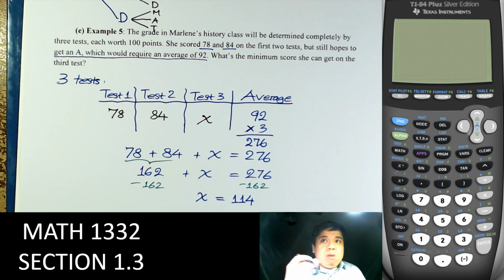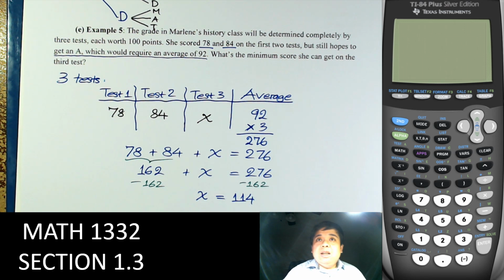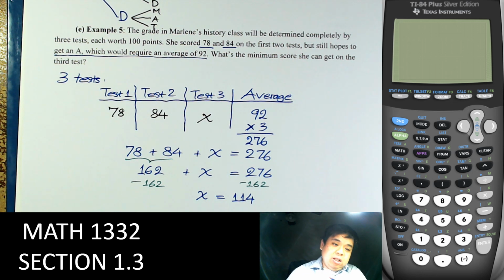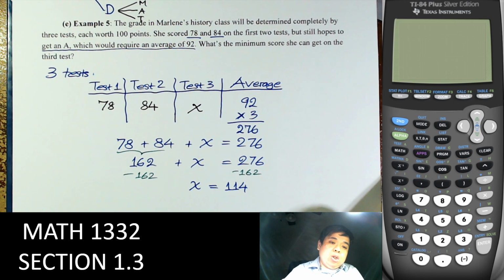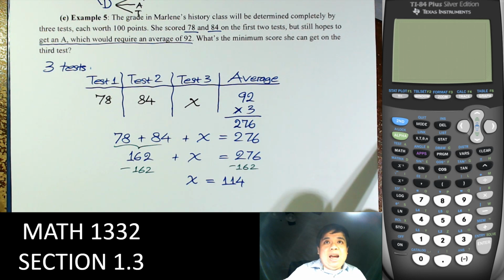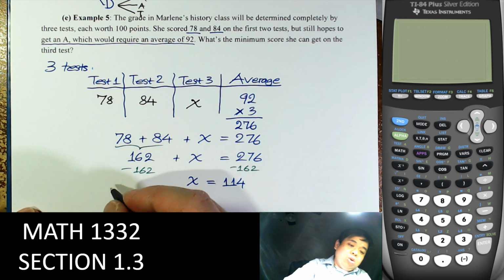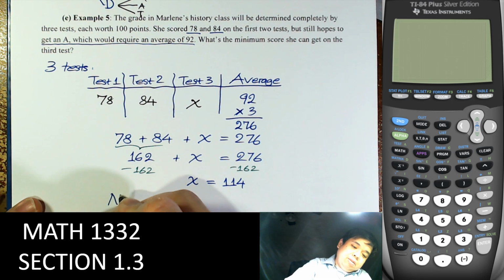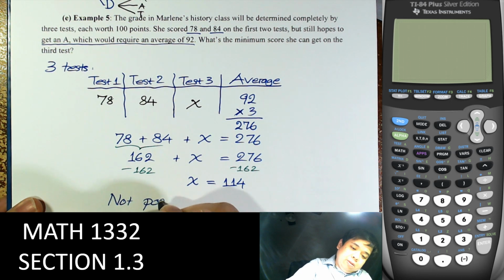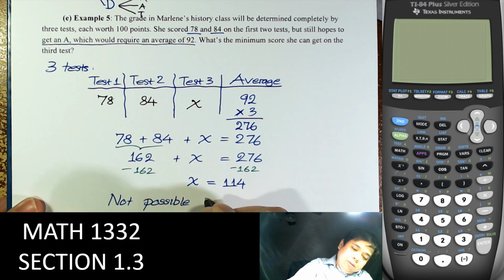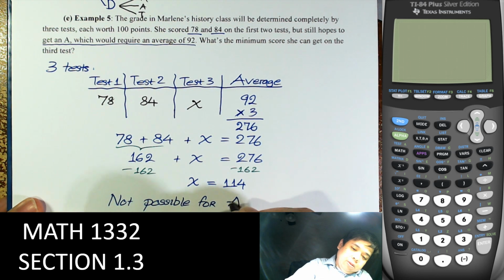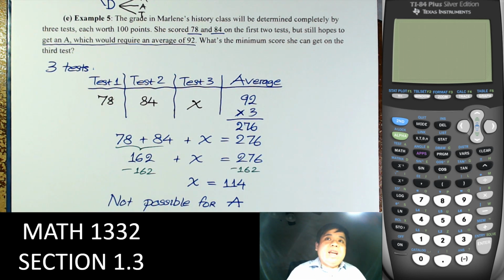So there's nothing wrong with the problem. It's just that this problem has no solution. So meaning that there's no chance for her to get an A, because we cannot get more than 100. So what is the minimum score she can get on the third test? And we say that it's not possible to get an A. Or in this case we say no solution.